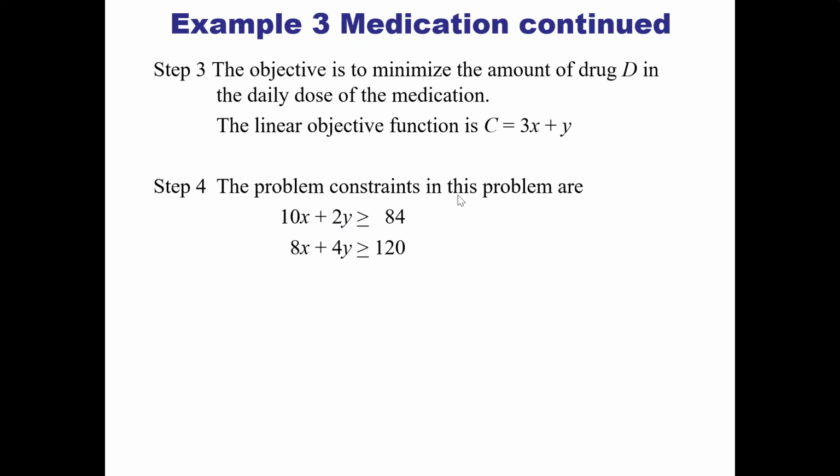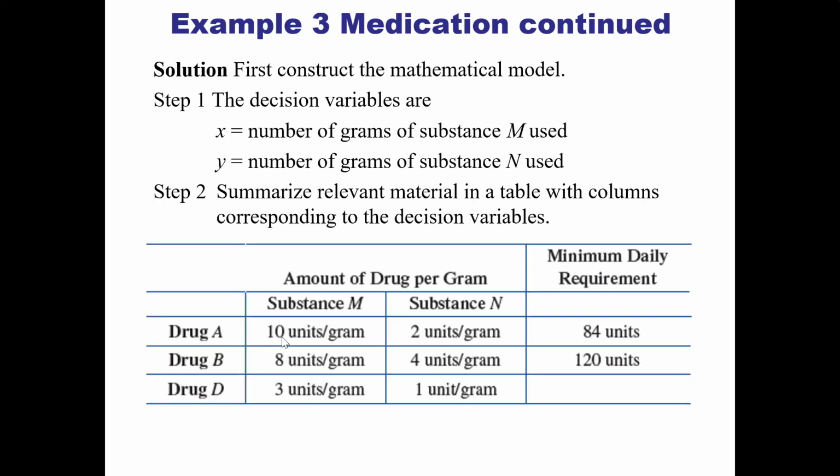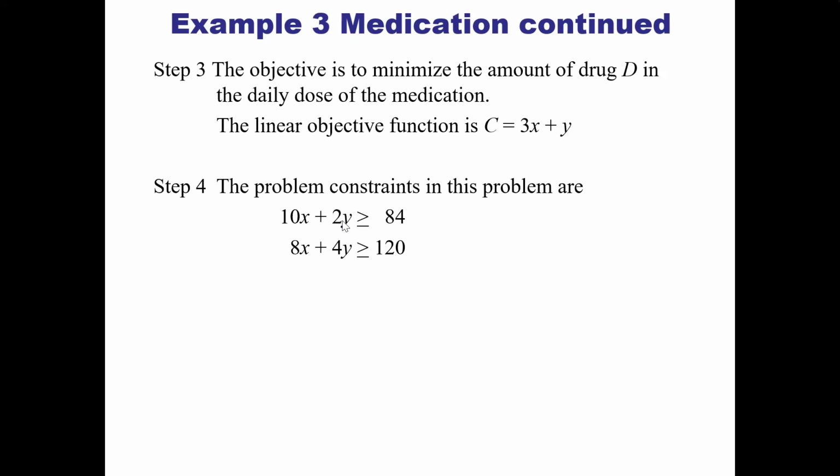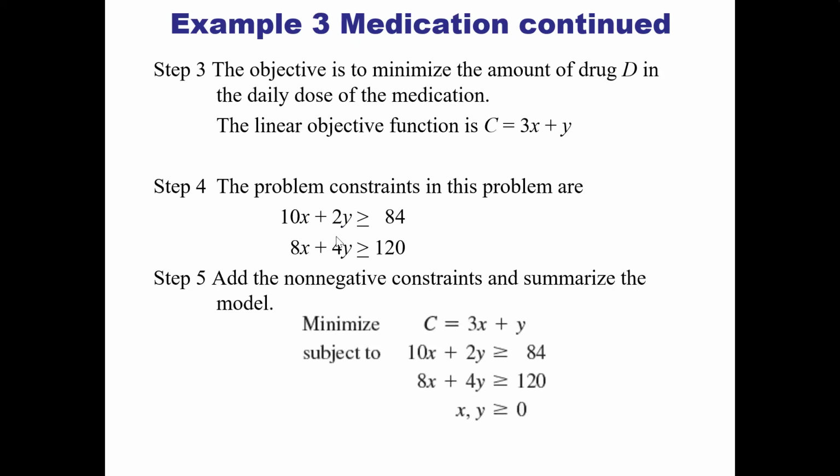Our constraints are going to be, well, here we have to go back, 10 and 2, 8 and 4. And then our right side has to be at least 84 units and at least 120 units. Remember, X and Y have to be greater than or equal to 0 as well. So that's going to be our actual model. We're going to minimize C equals 3x plus y, subject to these two constraints plus the X and Y greater than or equal to 0 constraint.